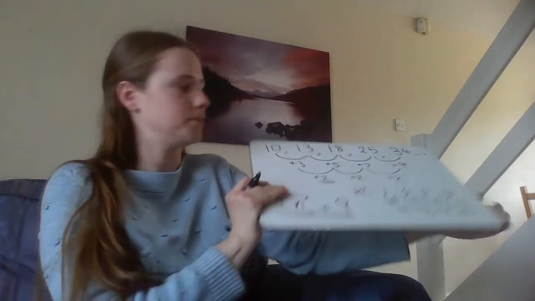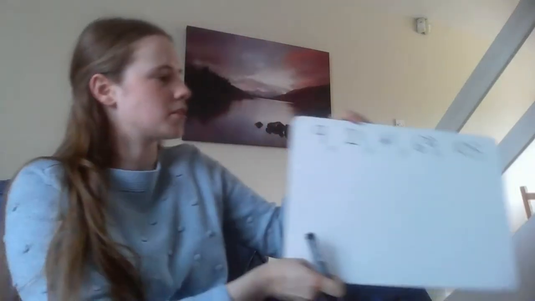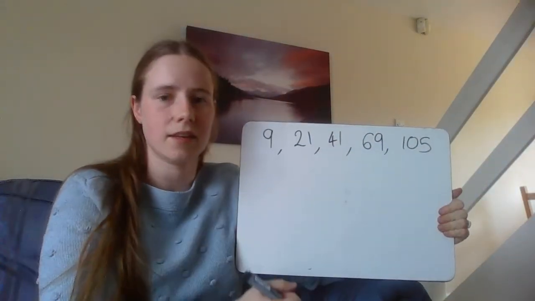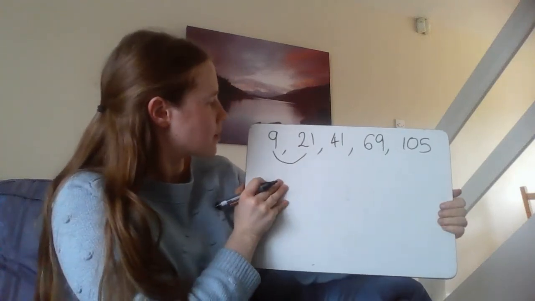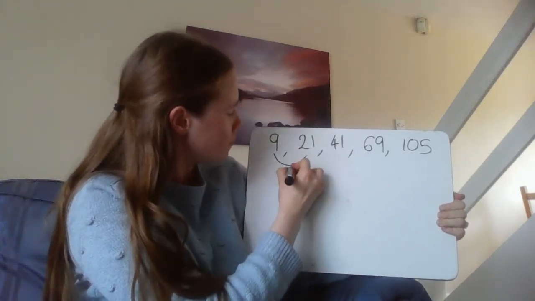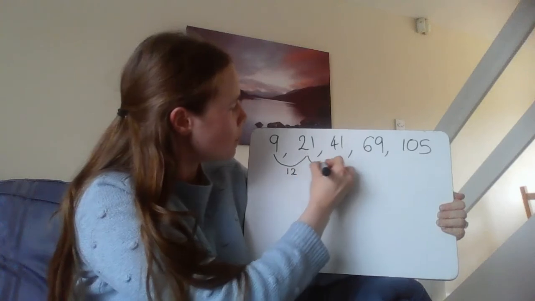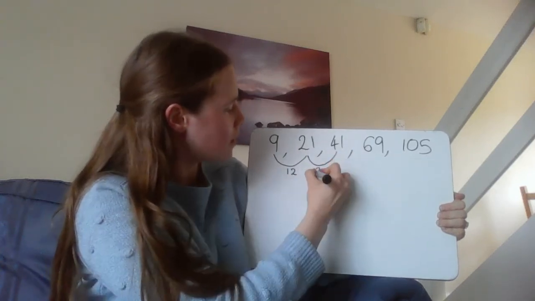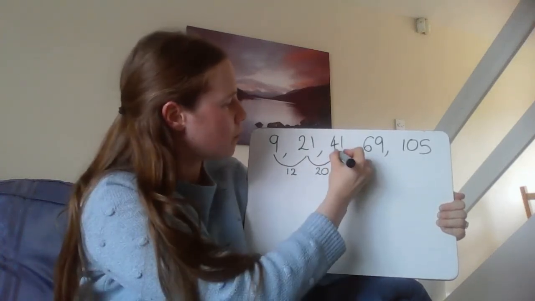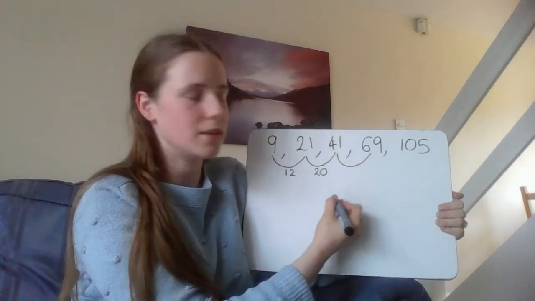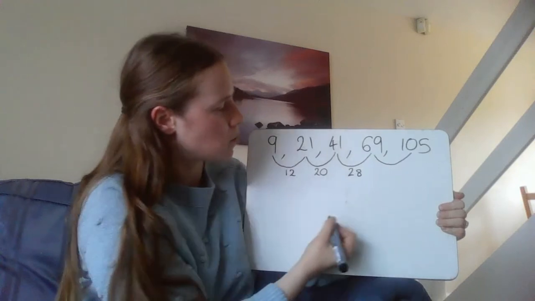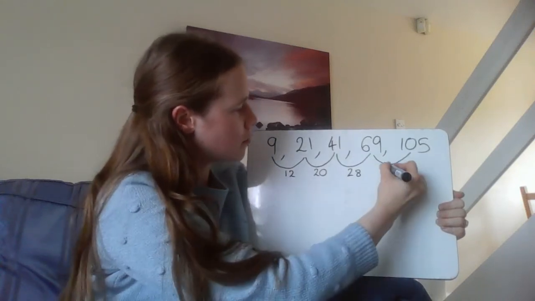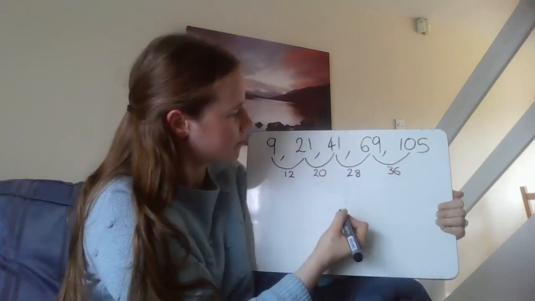Here's another example. Okay, so I'm going to start by finding the differences. From 9 up to 21 is going to be 12. From 21 up to 41 is going to be 20. From 41 up to 69 is 28. And from 69 up to 135 is 36.